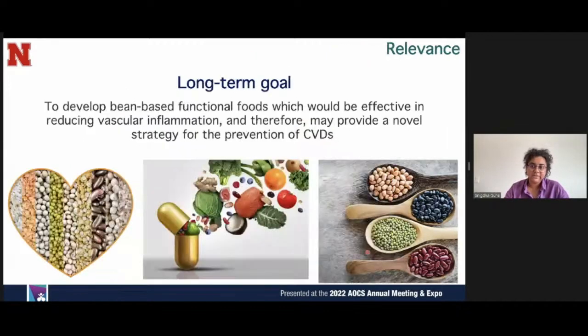Therefore, the relevance or the long-term goal of this research would be to develop a bean-based functional food, which would be effective in reducing vascular inflammation and thus can provide a strategy for the prevention of cardiovascular diseases.